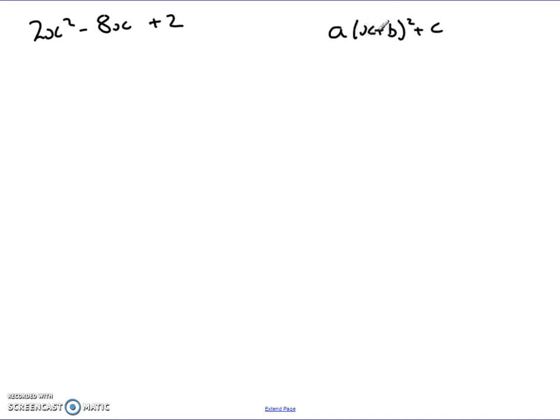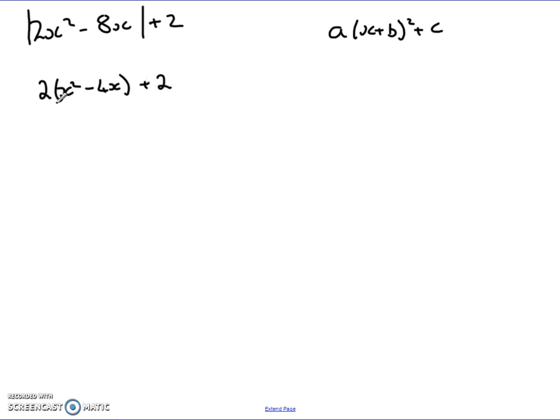So the first thing we have to do is get rid of the coefficient of x squared. So the first thing you do again is you focus on this section here. And you start by taking out a common factor so that your coefficient of x squared is 1. And in this case, that would be a common factor of that section of 2. So I get 2 bracket x squared minus 4x. We've then got the plus 2 at the end there.